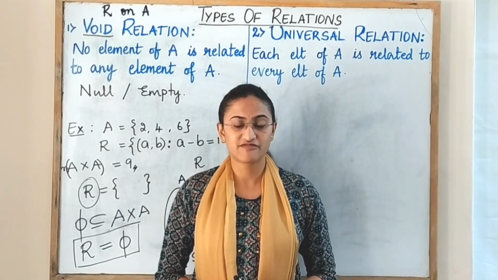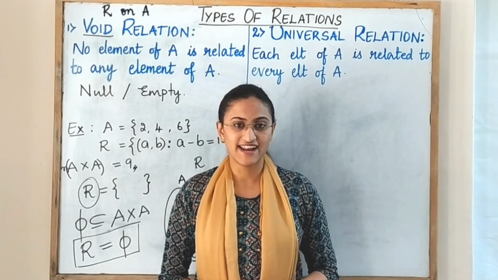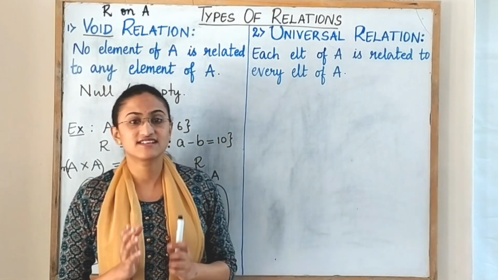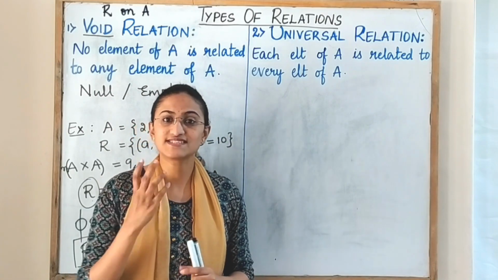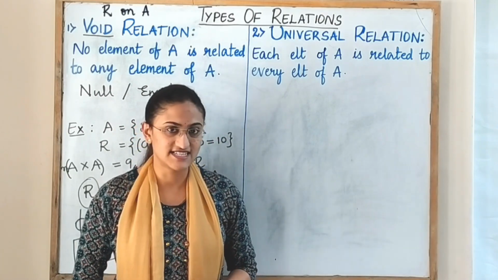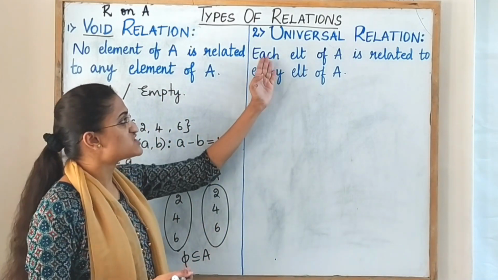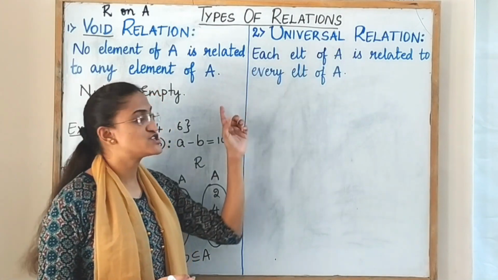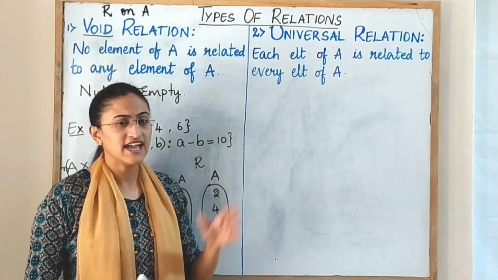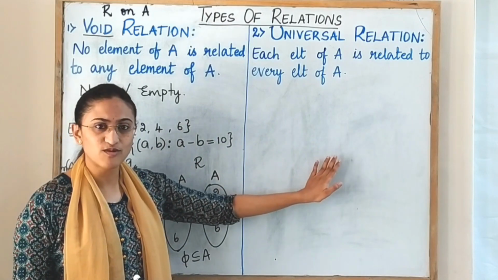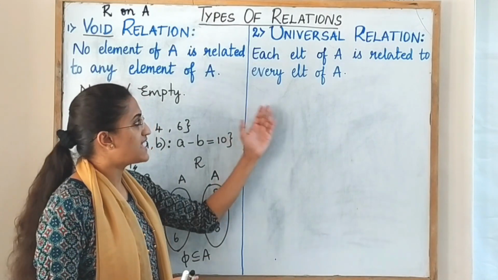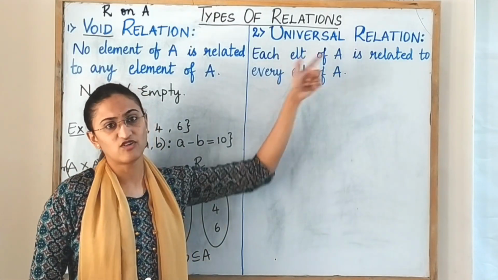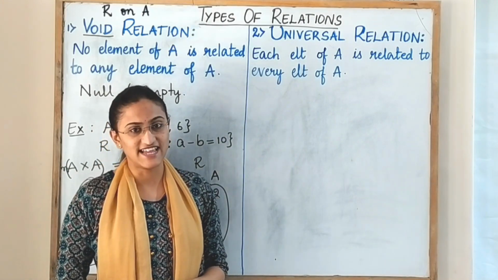Look at the second type of relation, the universal relation. Again, take the same relation R on the set A to the set A itself. Then if each element of A is related to every element of A, which is completely the opposite of the null relation, such a relation can be called the universal relation.